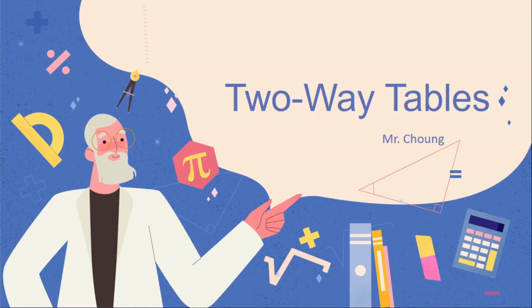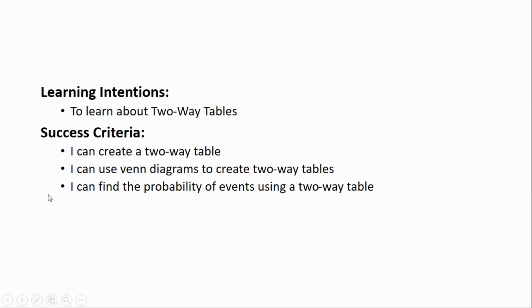Alright, so in this lesson we're going to be continuing on with probability and we're going to learn about something called two-way tables. By the end of this lesson we should be able to create a two-way table, be able to use Venn diagrams to create them as well, and also be able to find the probability of events using a two-way table. Just pause the video here and take a couple minutes to write our goals down.